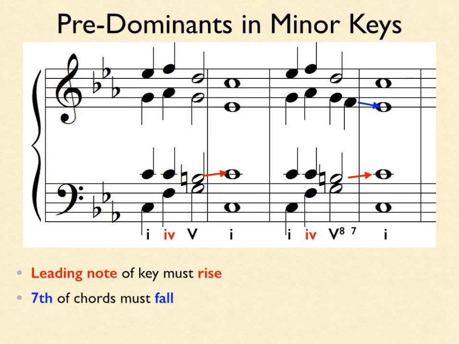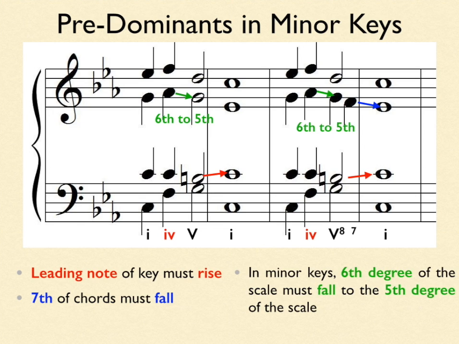7th chords must fall. And again, because we have the 6th degree of the scale in the subdominant chord this time, that 6th degree still must fall to the 5th degree. Okay, and again, that avoids any nasty augmented seconds or augmented fourths between A flat and B natural or A flat and D. Okay, so let's hear how that sounds.